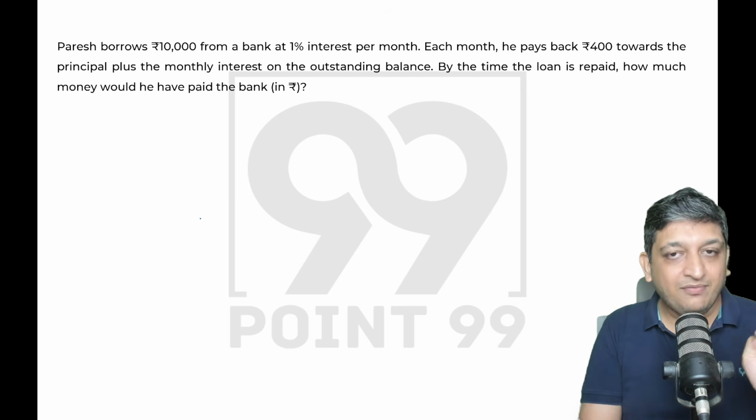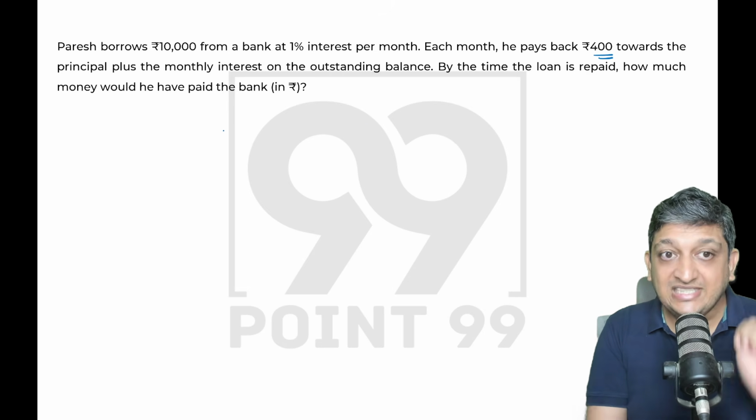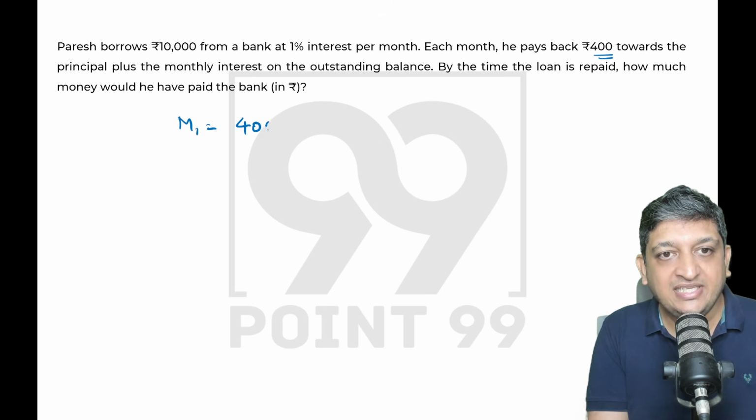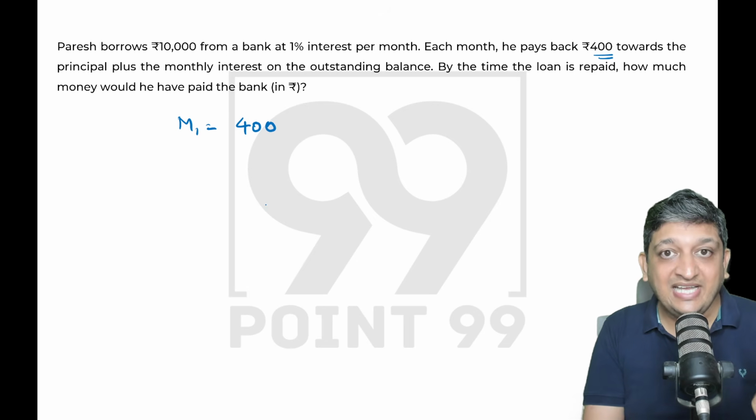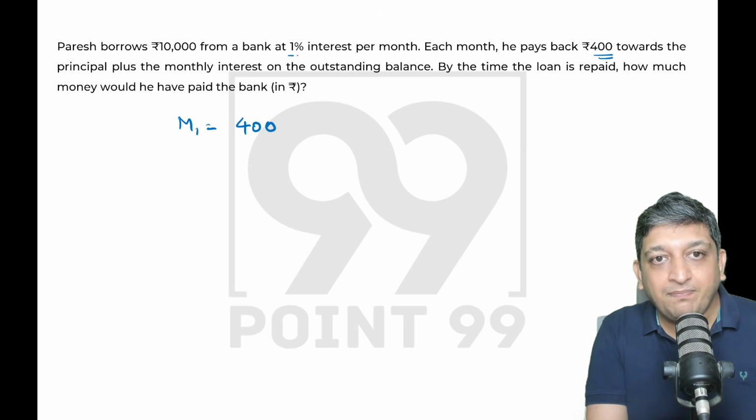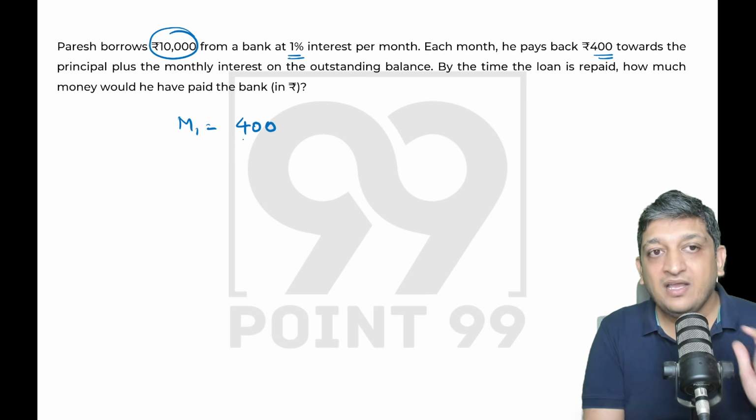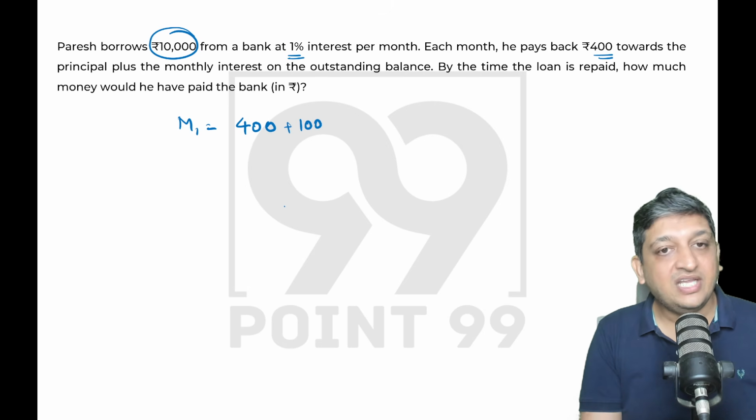So you have to understand one thing. Each month he is paying 400 rupees. So let's say what happens at the end of month 1. At the end of month 1, what is the money that he is paying to the bank? He is paying 400 rupees. Yes. But he also owes 1% interest on the 10,000 that he owed at the beginning of the month. What is 1% of 10,000? It is 100 rupees.